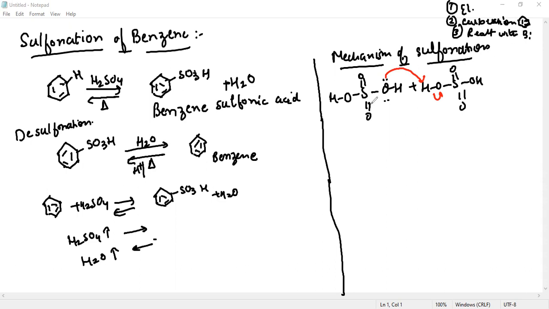Now let's see here. To generate the electrophile, one molecule of sulfuric acid will react with another molecule of sulfuric acid. Let's look into the mechanism now. One of the lone pairs of oxygen is going to attack this hydrogen, which is very, very positive because it is attached to oxygen, which is very electronegative. So this positive hydrogen is attracting the attack from this lone pair of electrons from oxygen.